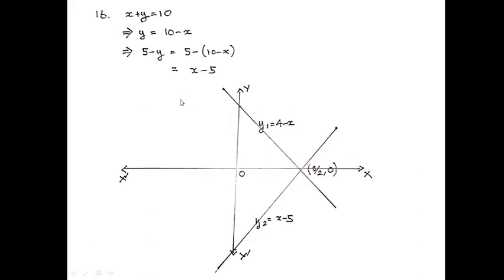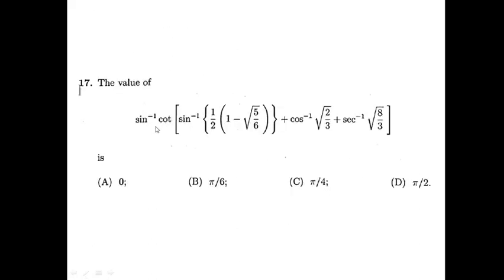Okay, next, the value of sine inverse cot of sine inverse half 1 minus root 5 by 6 plus cos inverse 2 by 3 plus sec inverse root 8 by 3. Okay, let us see. Let us not forget this expression, half into 1 minus root 5 by 6. We simplify this, cos inverse this plus sec inverse this. Okay, how are we simplifying this?